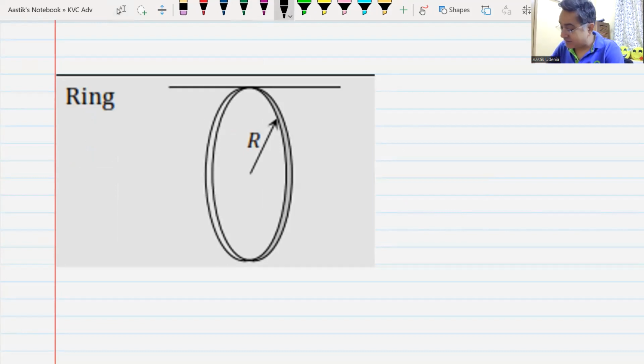Case number 2, you have a ring. The ring is hinged about the highest point. The top of the ring is hinged. The radius of the ring is R. Can you tell me the time period of this one? My dear friends, what will be the time period of this ring?